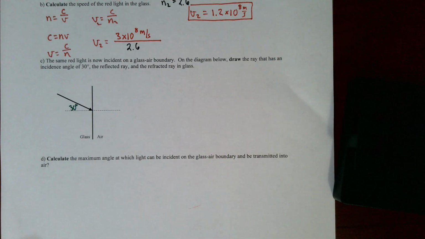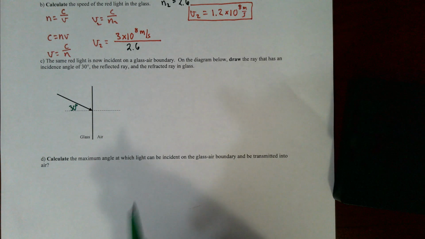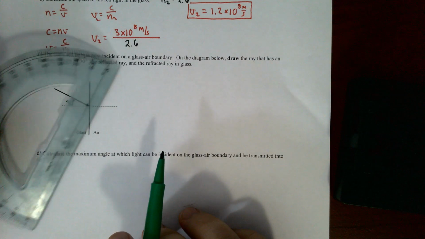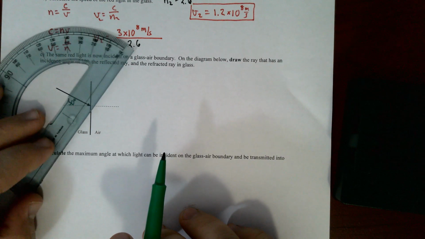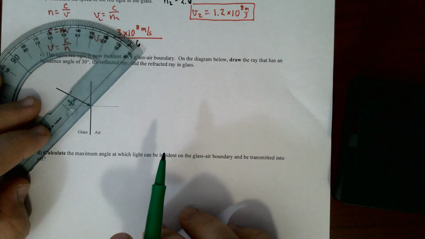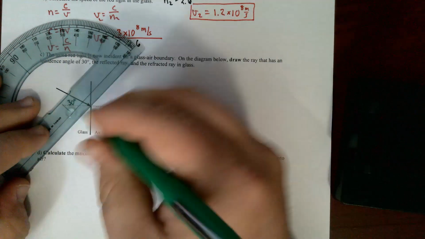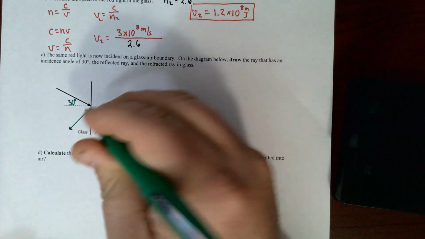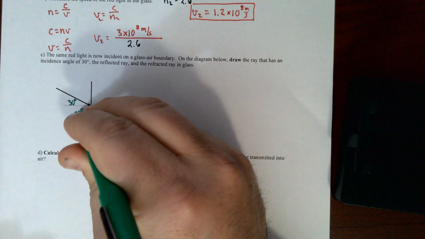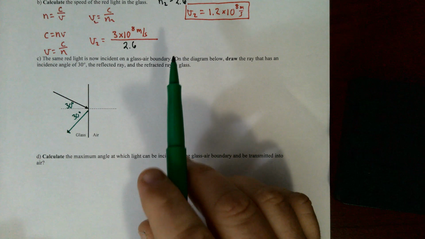30 degrees, and then let's draw the reflected ray. So the ray that's going to be reflected will be at the same angle as the incident ray. We're just going to sketch this rather than measure it. So this angle here should be 30 degrees as well. And then the refracted ray.